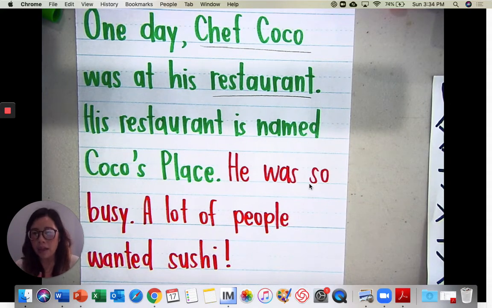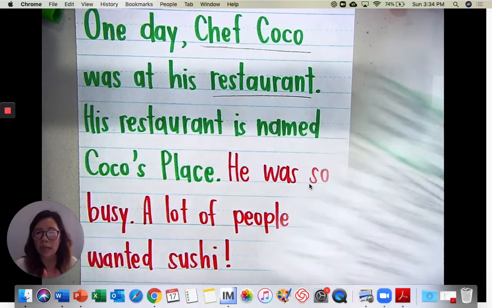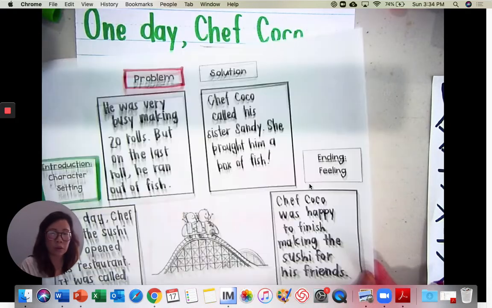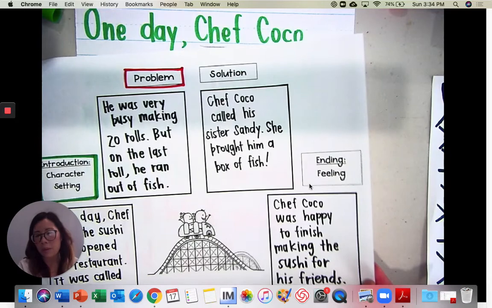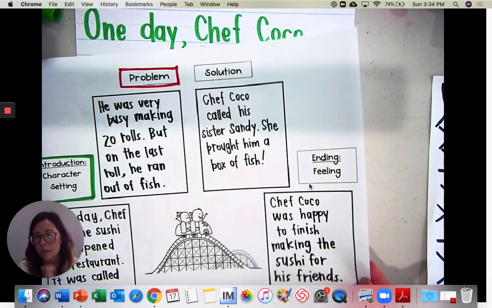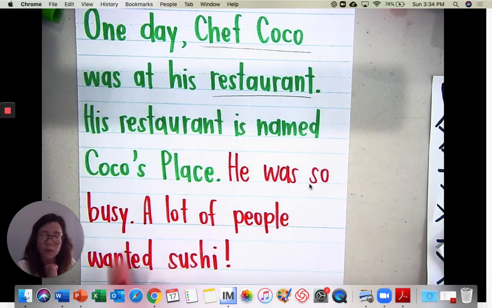If you're writing and you feel like you want to change things up a little bit as a writer, you are free to do that. You don't have to make your story exactly like your story roller coaster. This was just to help you in some of the planning. So I'm changing up my story a little bit. So he was so busy, a lot of people wanted sushi.